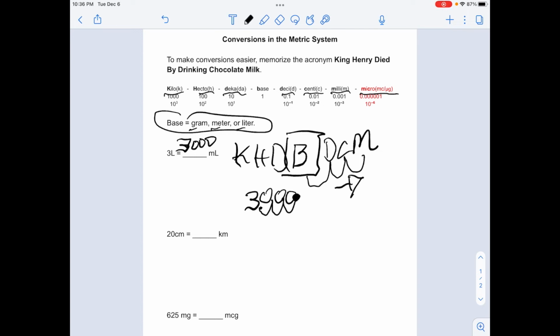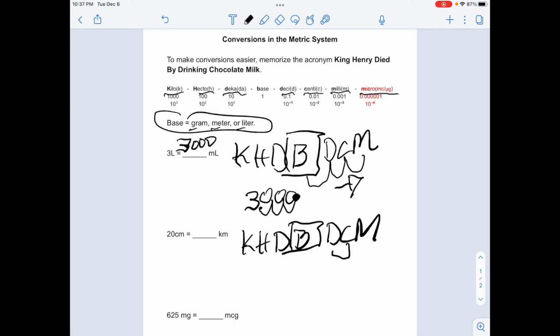Okay, so now we have an example where we're going to move the decimal point to the left this time. So we're working with centimeters, going to kilometers. Our base here would be meter. So we know that this is a distance problem. We're working with distance. So once again, same thing. We're going to start off with our acronym. And we're starting with centi, and we're going to kilometers.